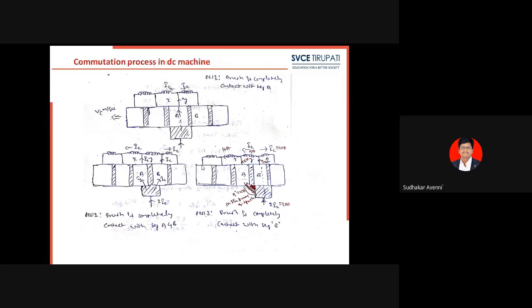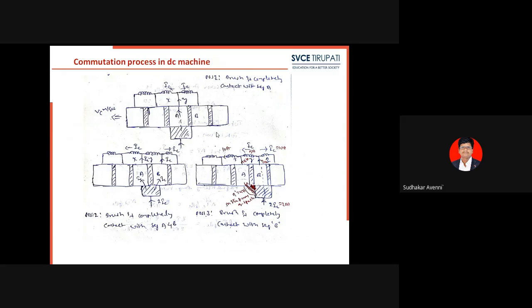Next topic is commutation process in DC machine. What is meant by commutation? It is the process of reversal of current in the armature coil through the commutator segments and brushes, which is called the commutation process.